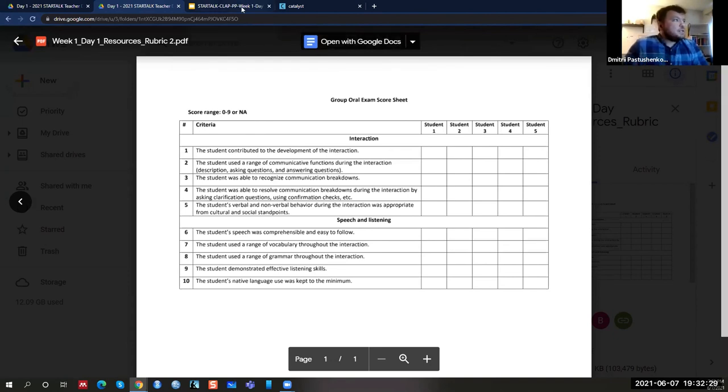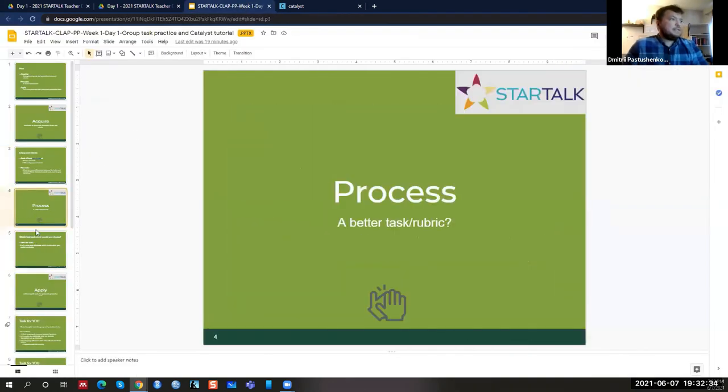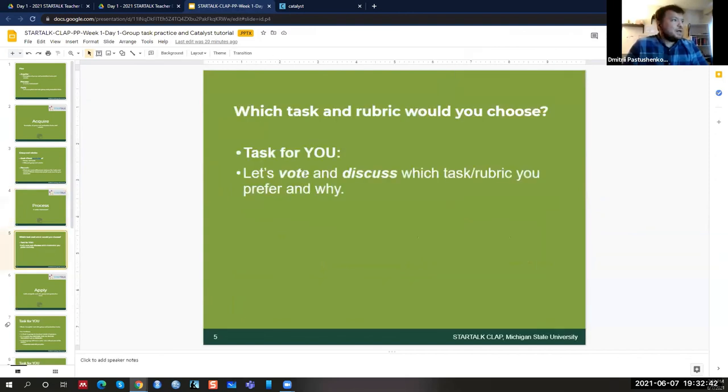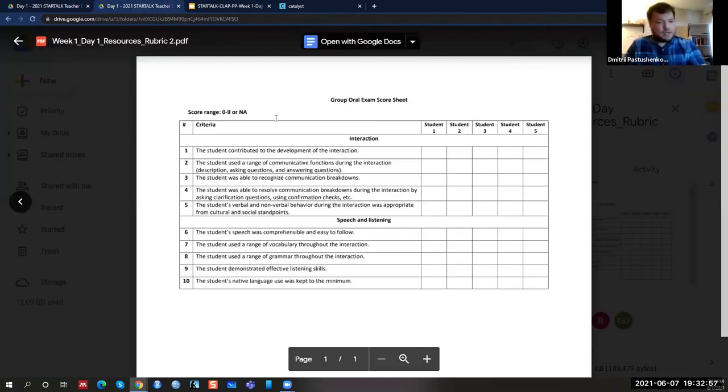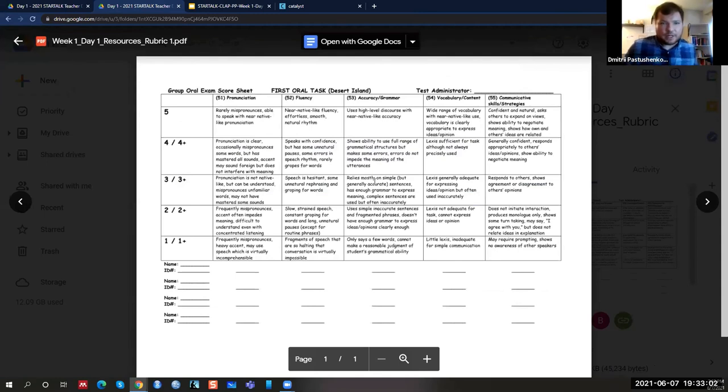Okay, so you saw the rubrics and you saw the tasks. So let's do some processing. And again, this is not very formal. So a better task for you, a better rubric. Let's vote first and then discuss. You can use the function in Zoom to raise your hand or clap. Let's start with the rubric. Who thinks this is a better rubric? Anybody?